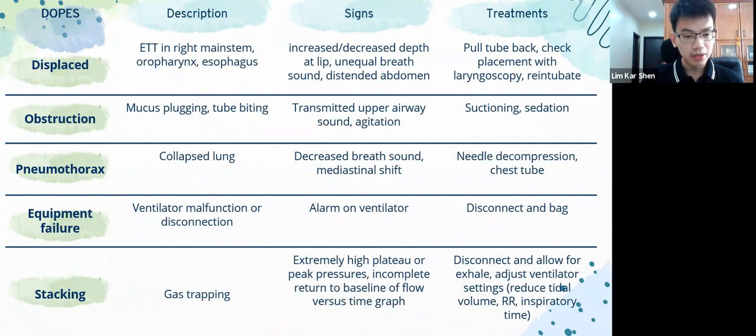Stacking, gas trapping, or auto-PEEP. Signs are extremely high plateau pressure and peak pressure, and incomplete return to baseline on the flow versus time graph. Solution: disconnect and allow the patient to exhale, or adjust ventilator settings, such as reducing tidal volume, the respiratory rate, and inspiratory time.